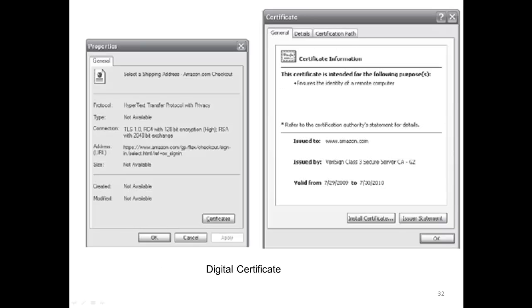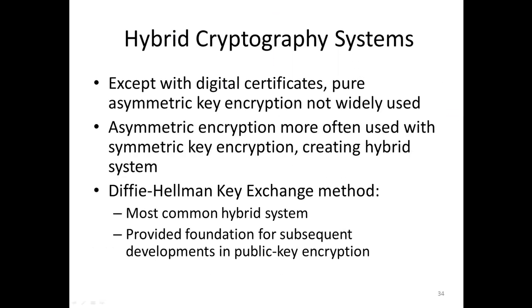Here's an example of a digital certificate. You can see who it was issued to: Amazon, issued by Verizon, and the valid dates, and this one's from 2009 to 2010. Hybrid crypto systems.